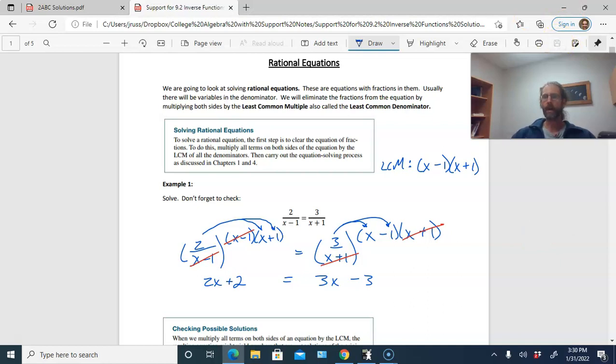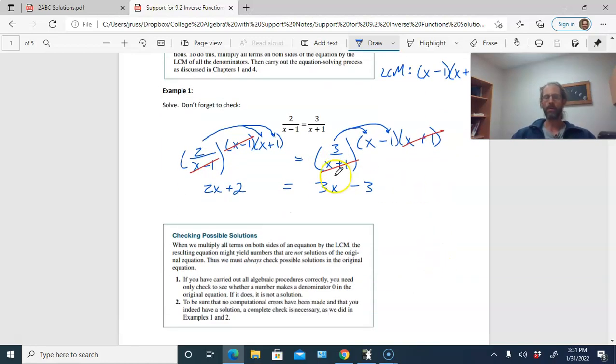And that takes the fractions out of this. We no longer have fractions. And so we can solve this equation. What we've got to do is try to get the x by itself. So I'm going to subtract 3x from both sides. So I want my x over here on the left, although technically it doesn't really matter.